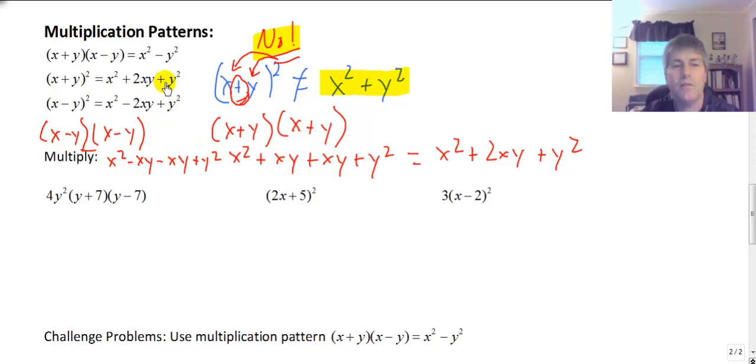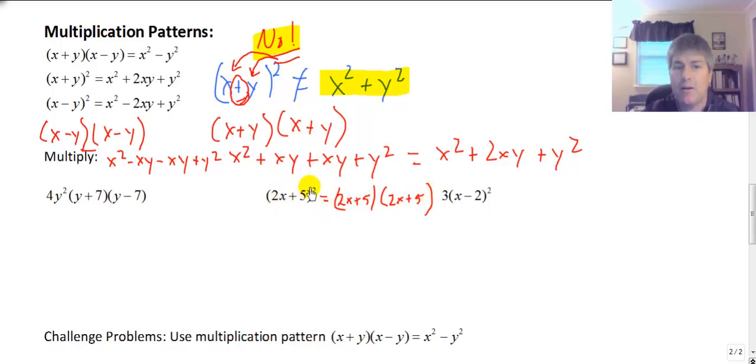So memorize these multiplication patterns. They'll help you out. They'll speed things up for you. They're going to be very, very valuable. So let's take a look at these sample problems. 2x plus 5 quantity squared. I'm going to start with this one. Okay, we already know we may not just impose the square. This really is 2x plus 5 times 2x plus 5. And then you'd have to FOIL it.